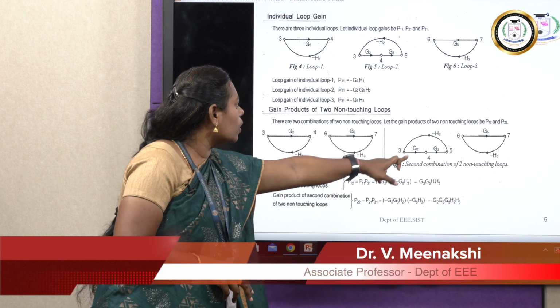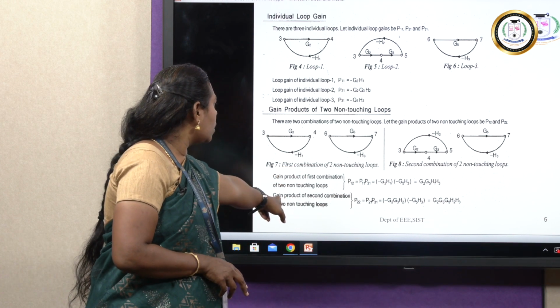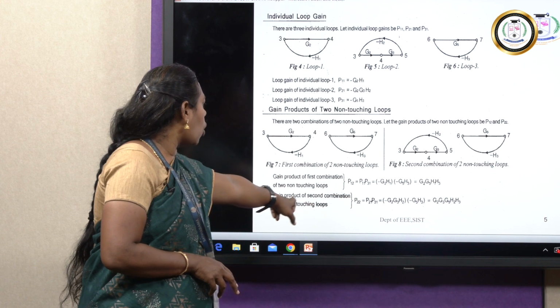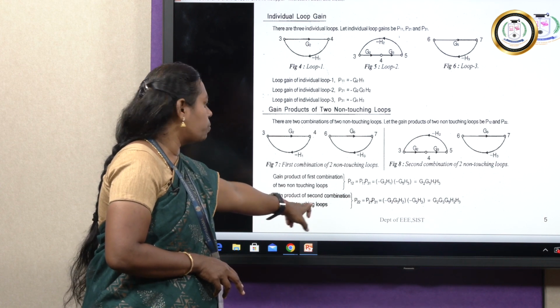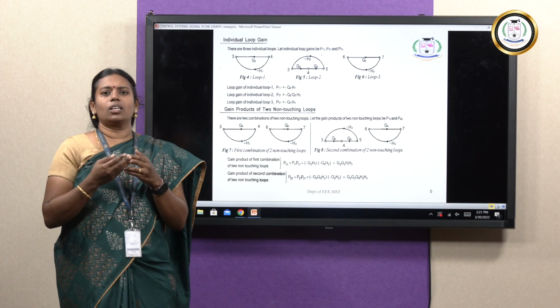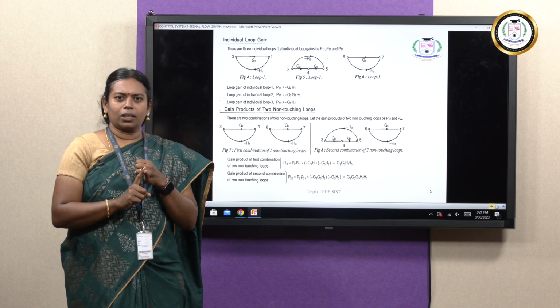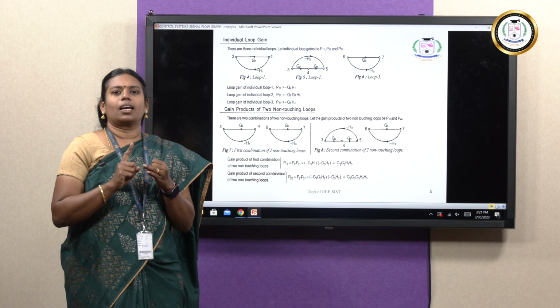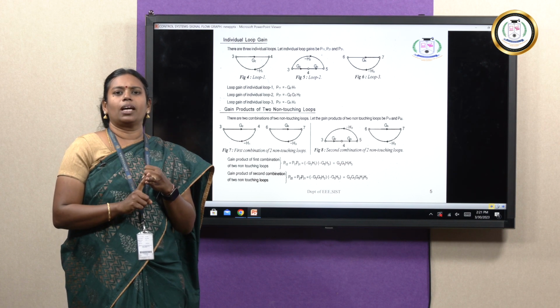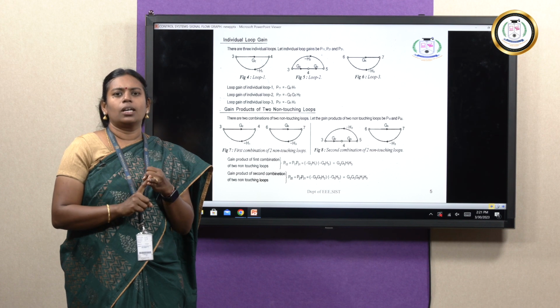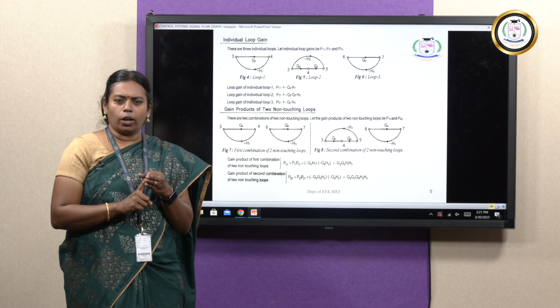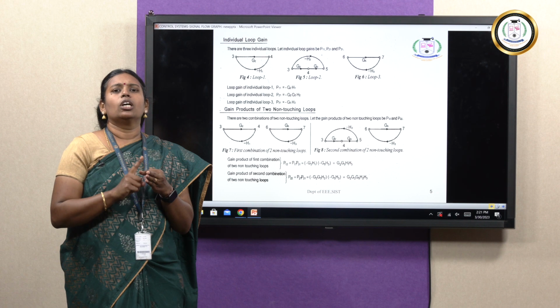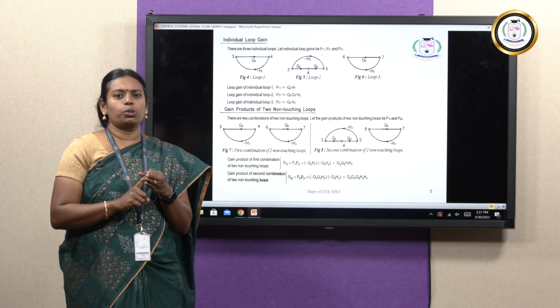So, multiply all the gains and feedbacks. That will be the gain product of the second combination of two non-touching loops. So far we have studied three steps. First step is forward path gain; we got two forward paths. Second step, we have found the individual loop gains; we got three individual loops. Third step is gain product of two non-touching loops; in that we got two pairs of non-touching loops.